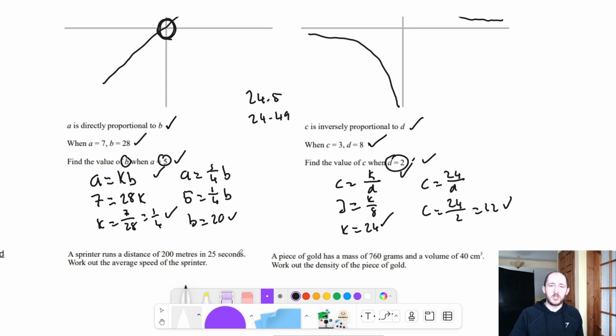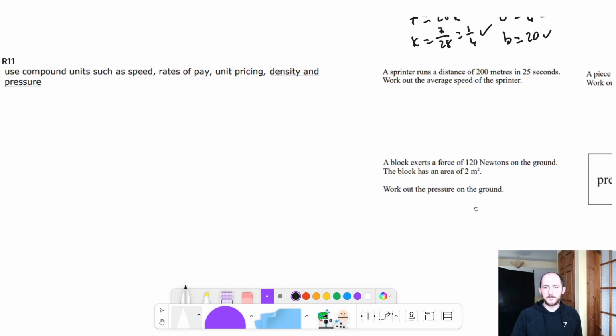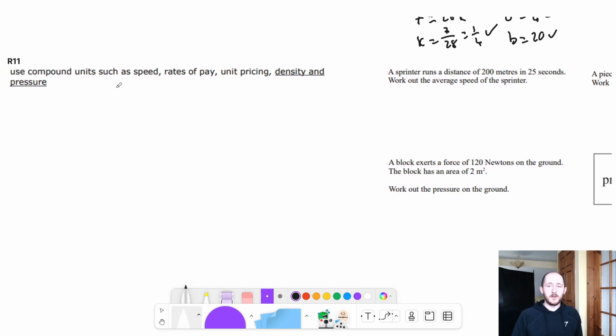I actually rounded it to 2 decimal places. So I lost 5 marks for that question because I didn't use any method, whereas if I did a method, I could have got 4 out of 5. But instead I did the whole thing on a calculator. So just keep that in mind, learn from my mistakes. You need to use compound units, so speed, density and pressure.